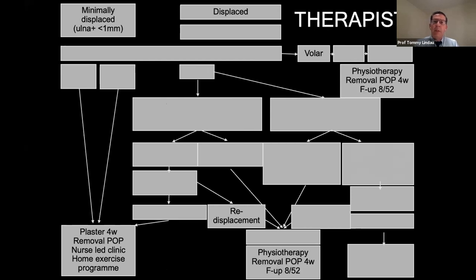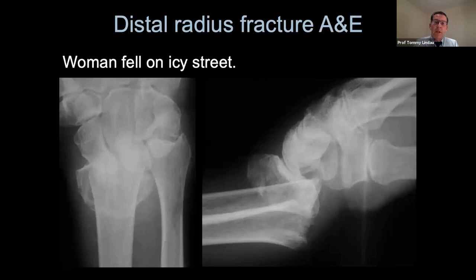Our therapists, they want to see when they can be useful and help us, not only triaging some of these injuries, but managing some of the complications we have with swelling and pain. So this is the scenario. We are now in A&E and we have a distal radius fracture. This is a quite common history: a slightly elderly woman falling on icy ground and getting this fracture that, on a quick look, looks like it's extra articular, it's displaced, and it looks actually quite messy.